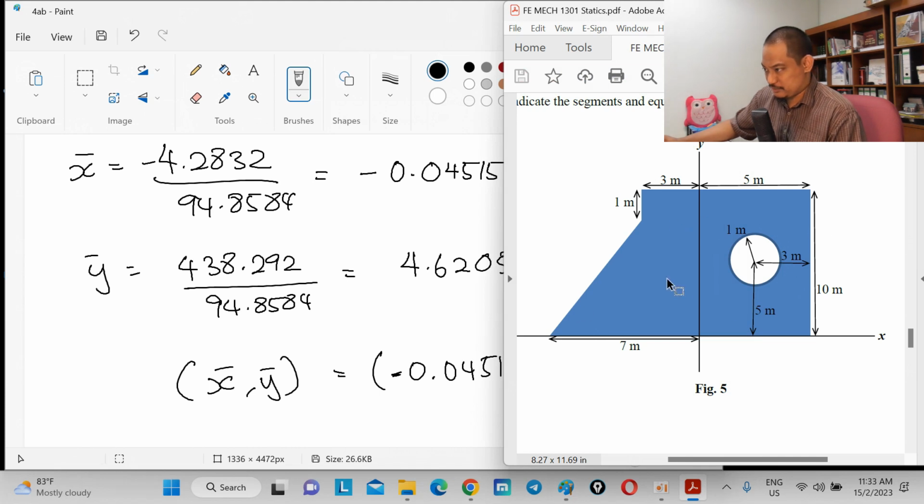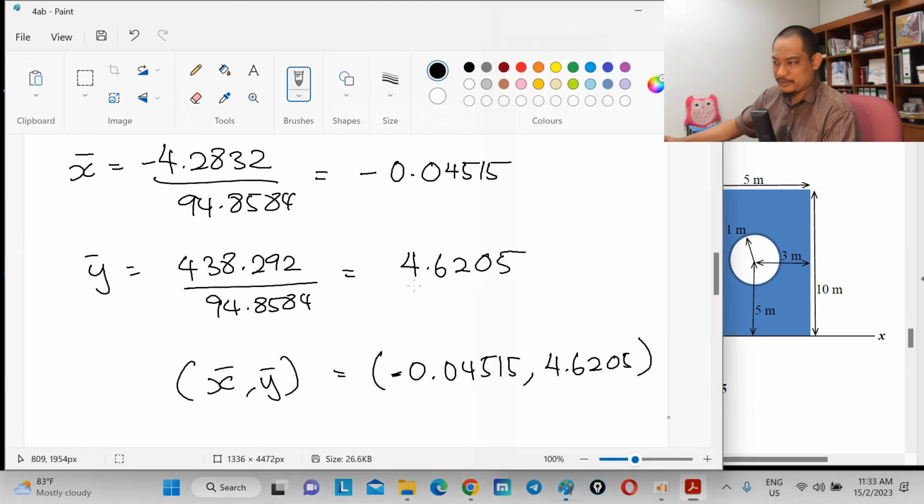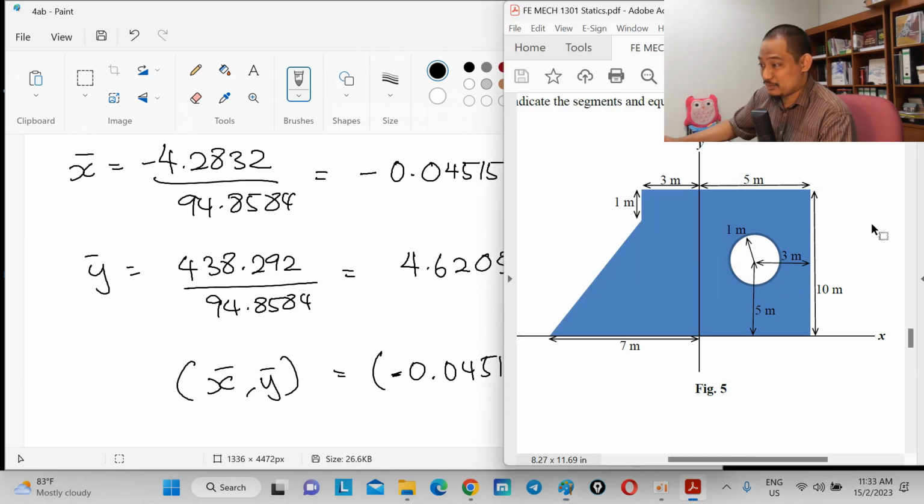Just take a look if it makes sense. This whole thing, if the center can be something here, so negative 0.04 or negative 0.05 is close to here, seems possible, right? 4.62 in terms of vertical, so 4 is somewhere here, right? So is it logical? I think so. Yep, so that's the answer.